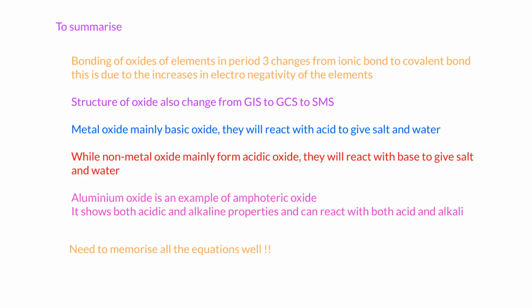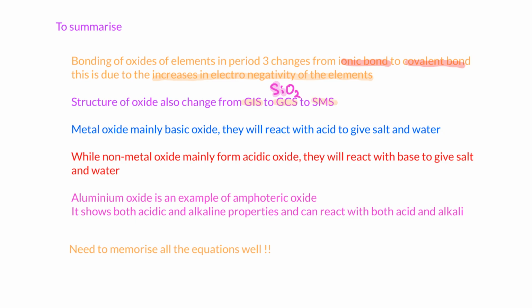So, to summarize, the bonding of oxides of elements in period 3 will change from ionic bond to covalent bond. This is because there is an increase in electronegativity of the elements from left to right. When you move to the right hand side, the electronegativity gets higher and higher. They have a stronger power to attract the bonding electrons. While the structure of the oxides changes from giant ionic structure to giant covalent structure, which is silicon dioxide, and then goes to simple molecular structure.